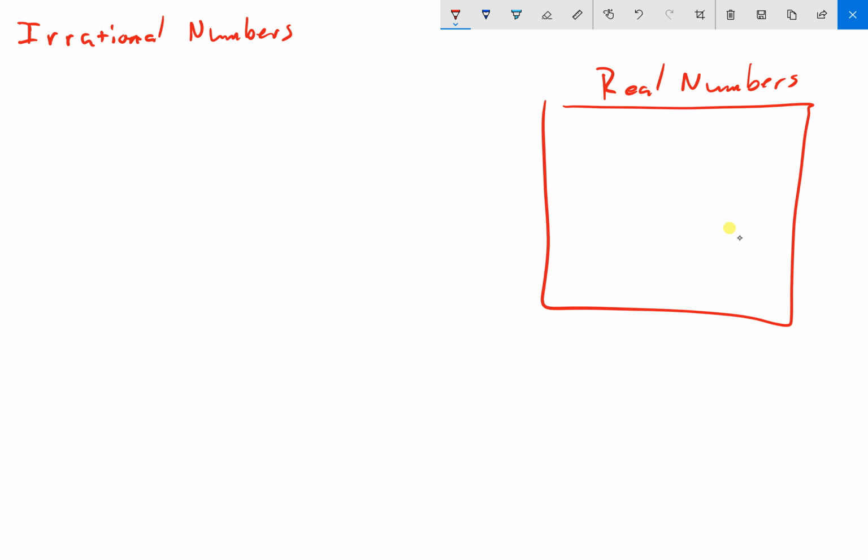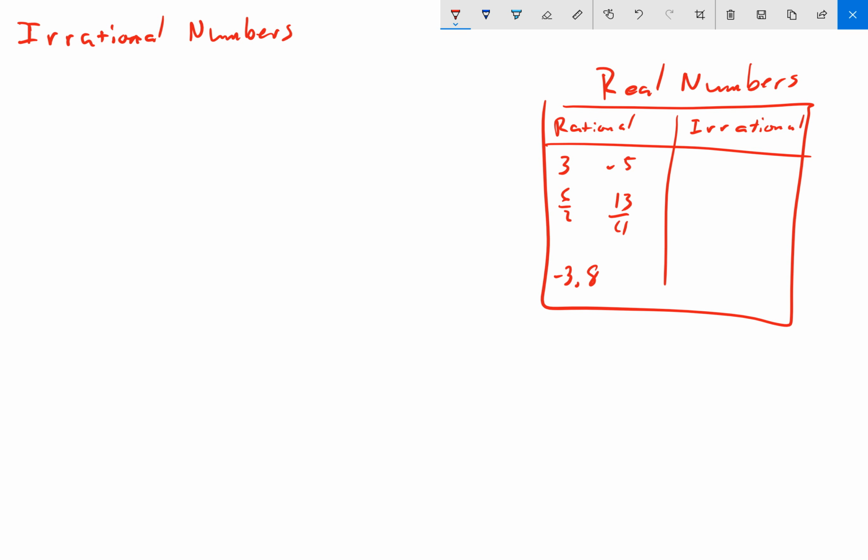And those groups are rational and irrational. Right now we know that something like 3, 6 over 2, -5, 13 quarters, 3.8, I'll say -3.8, these are all rational numbers. So what on earth is an irrational number?